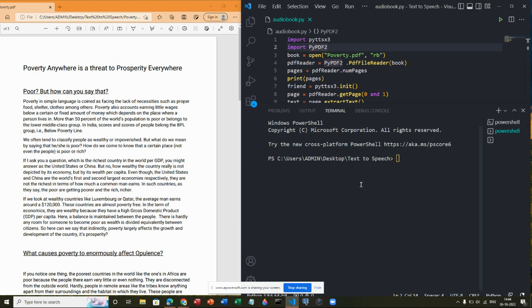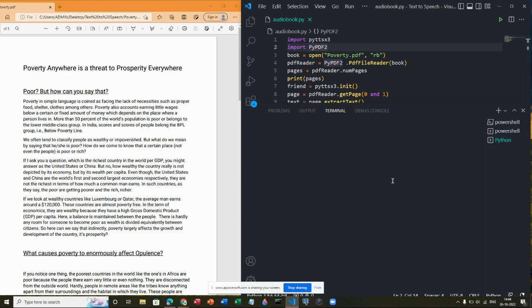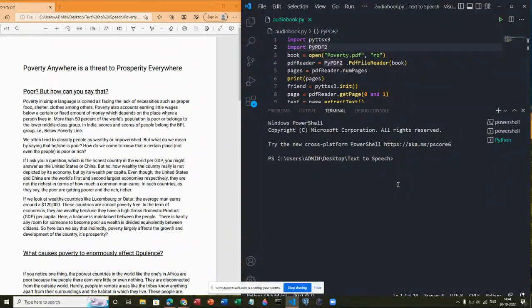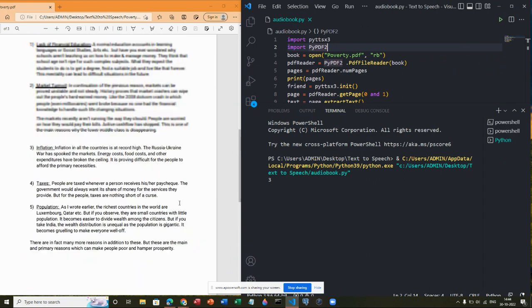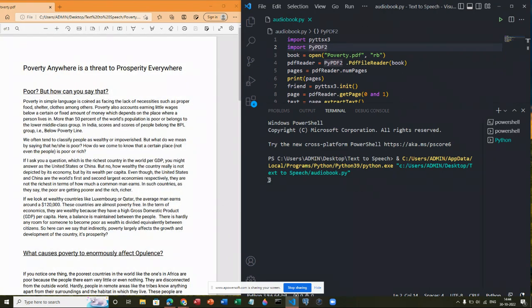I'll run it. It might take a few moments as it's a big software. This document has around 3 pages, and therefore my software said 3.